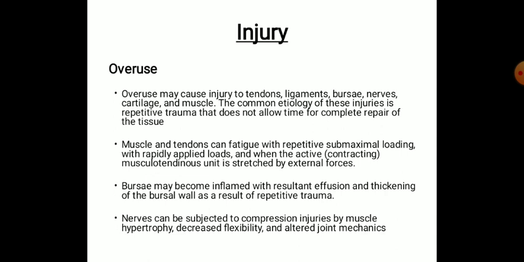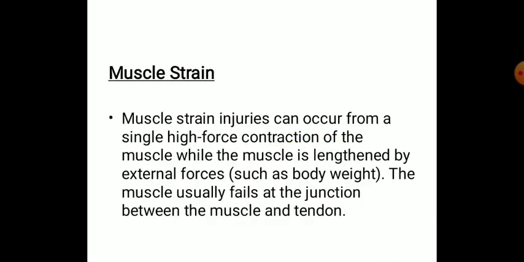And next one is bursa. Bursae can go for some inflammation, or repeated traumas to the bursa can result in some kind of inflammation. And nerve can go for some compression injuries. Whenever we continuously overuse a particular region, the nerves present in that region can go for compression, either due to the inflammation caused by the soft tissues, or by some other factor. So these are the overuse injuries which can happen.